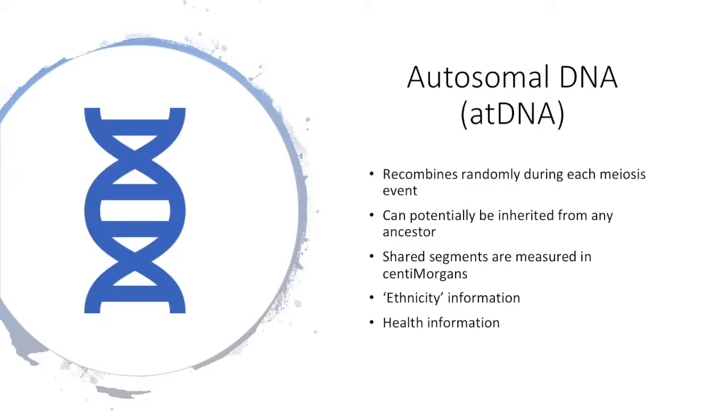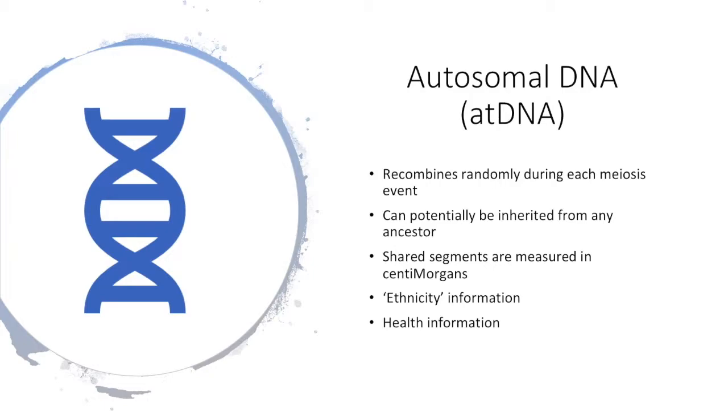You get your ethnicity information on your autosomes as well. You've probably heard on the adverts, at least, that you can take one of these tests and it will tell you that you're like 10% Swiss or 20% Spanish or something like that. And that is on the autosomes. And finally, you also get health information on the autosomes. If you test with 23andMe, for example, you'll get some health information, and they've taken that information from your autosomes. And that's another thing we're going to talk a bit more about later.